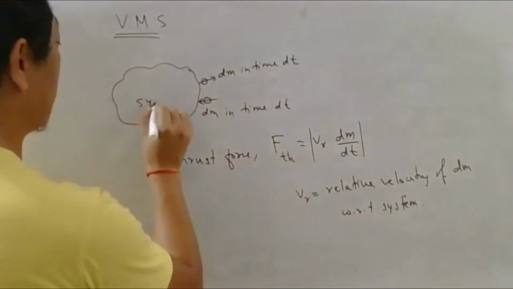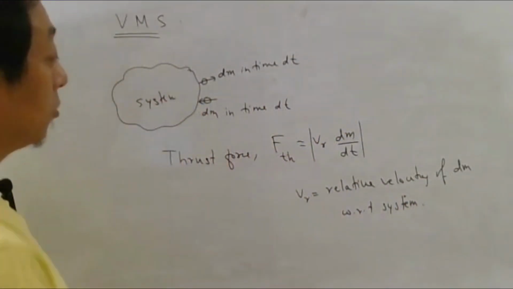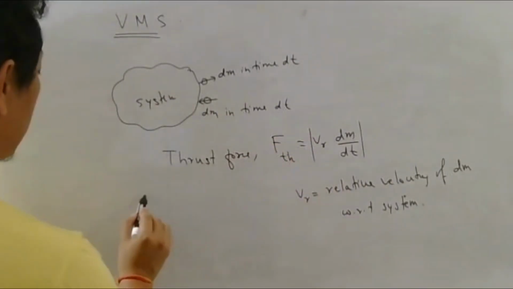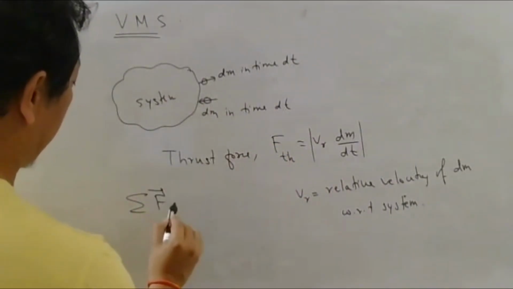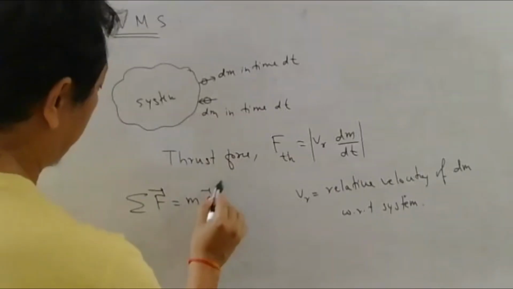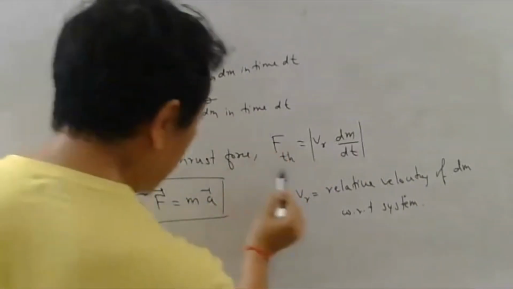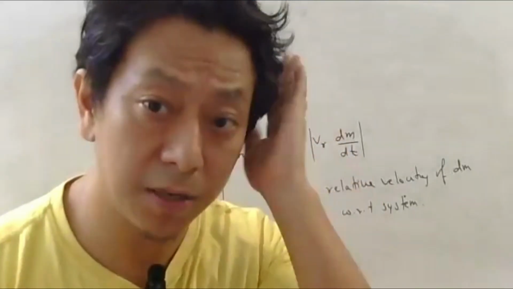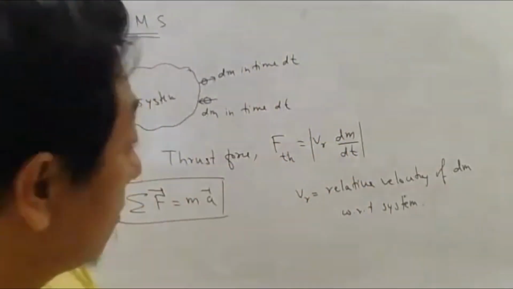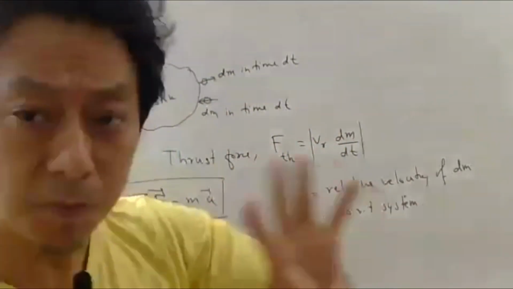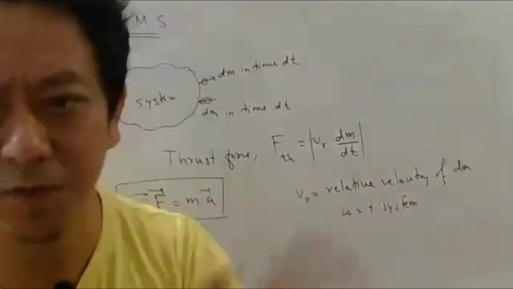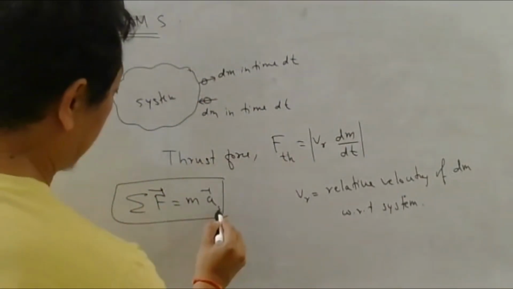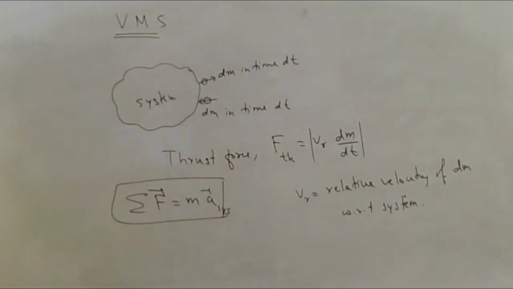This is the system, okay? So you have to include this force. After you include this force, then you write normal net external force equals ma, but include this force also. Whenever you see a system is losing mass or gaining mass, you have to include this force also, besides the other normal forces we have learned. So a is of the system, okay, this system.